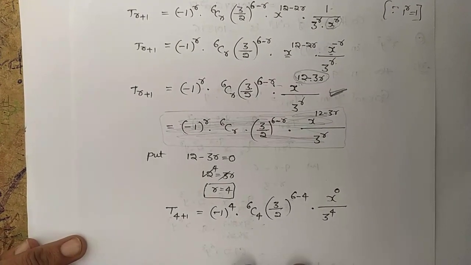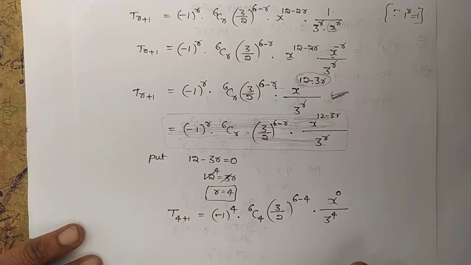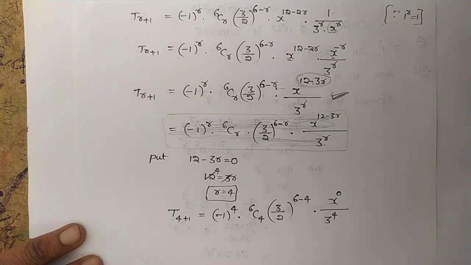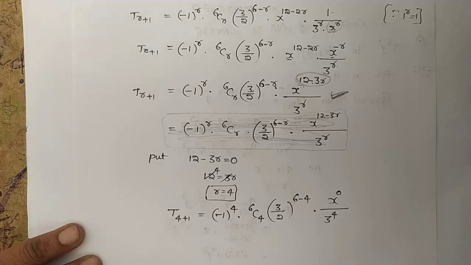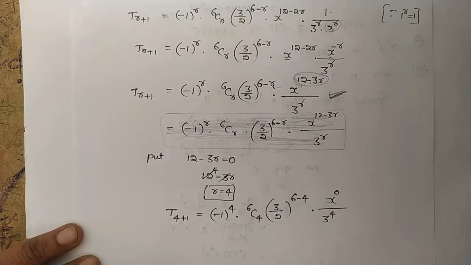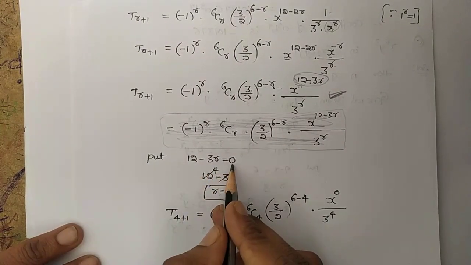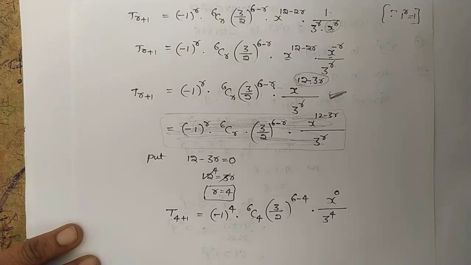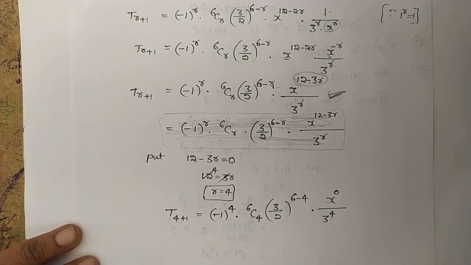So it is a problem very similar to the previous questions. You can see the difference. There we equated x powers equal to x powers. Here we are equating x powers equal to 0. That's it. Apart from that, everything is the same.